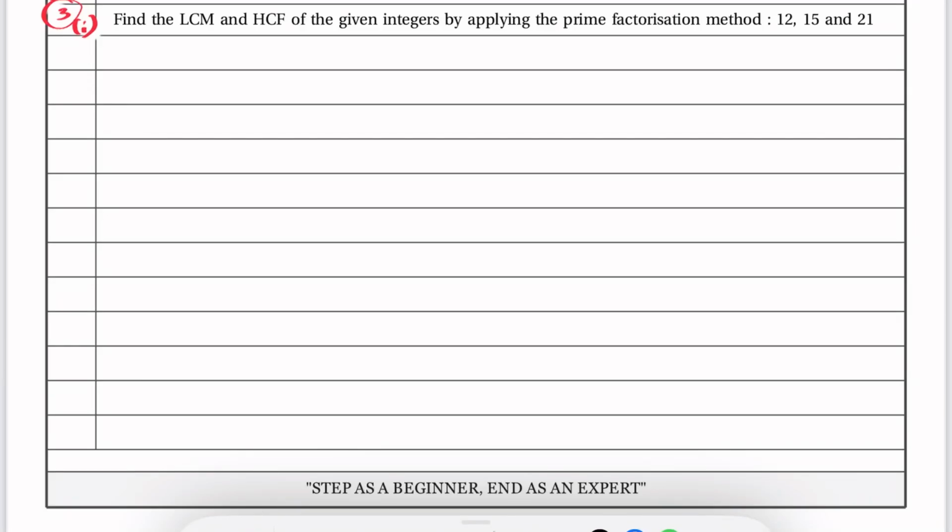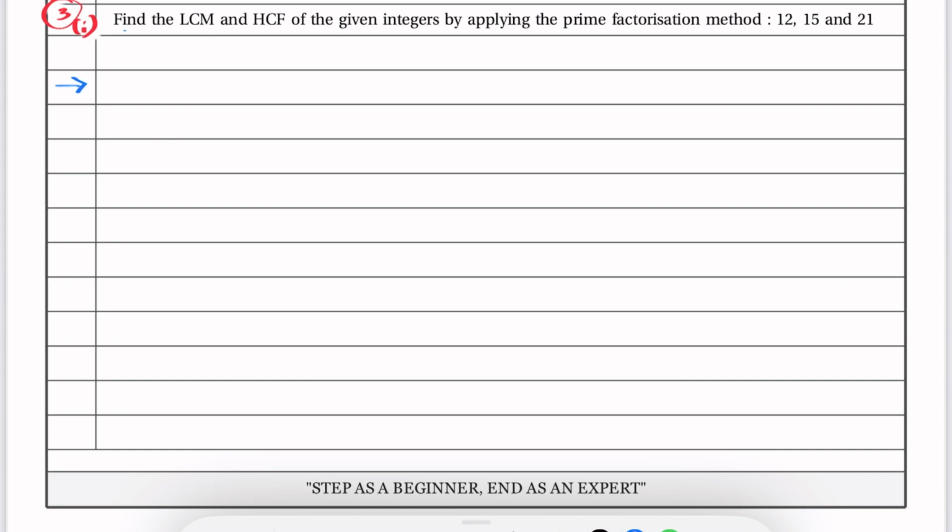Hello students, here today in question number 3, exercise 1.1, find the LCM and HCF of the given integers by applying the prime factorization method. We need to apply prime factorization method, right? Now in 12, 15 and 21.